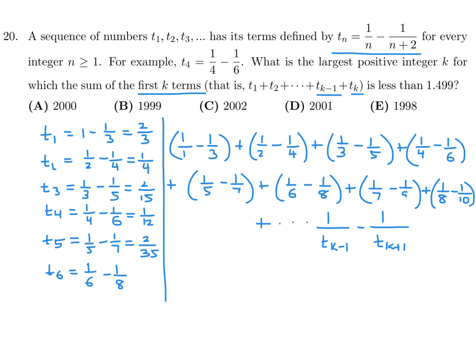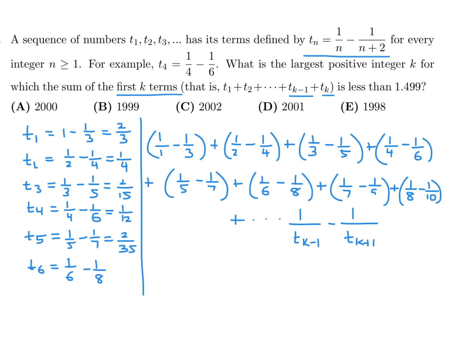And then the very last one would be t_k, which is just 1 over, oh sorry, it wouldn't be t's. It would be actually just the k. Yeah, I gotta be careful there. So this would be just 1 over k minus 1 over k plus 2. Okay, I think that's good. So now finally we can illustrate how things cancel.